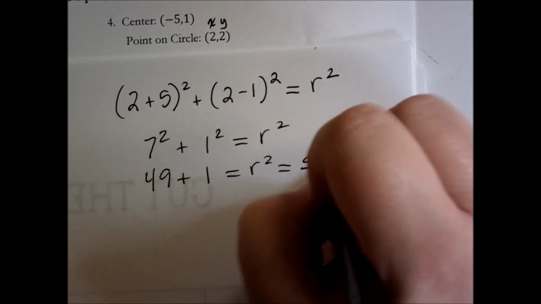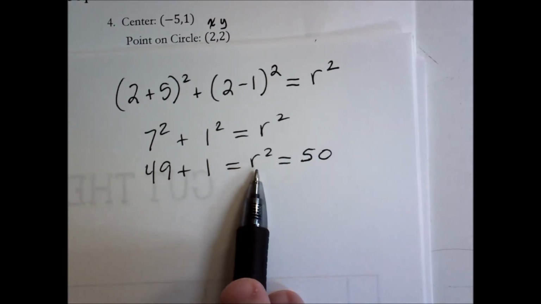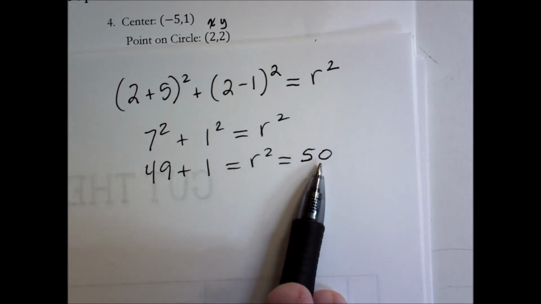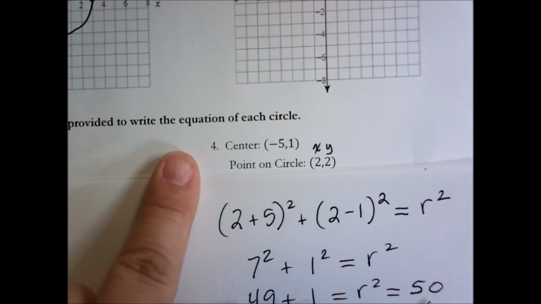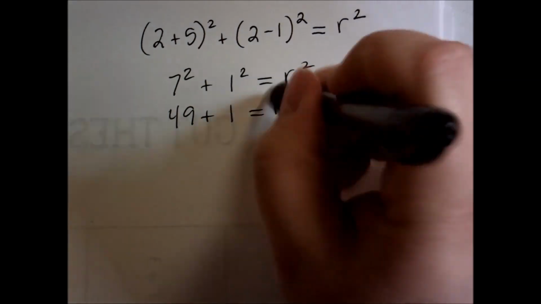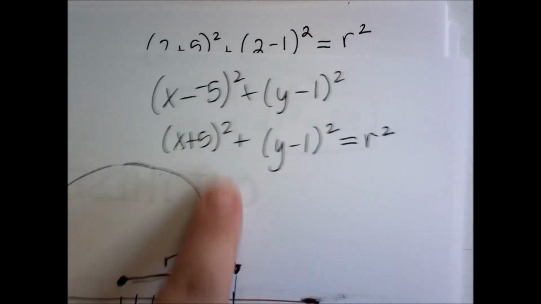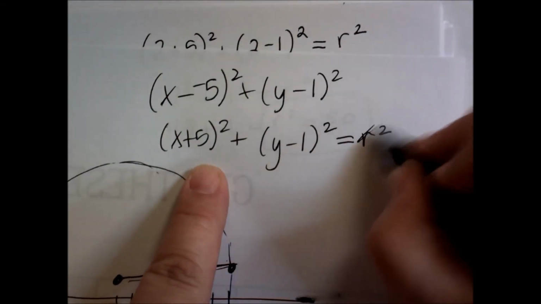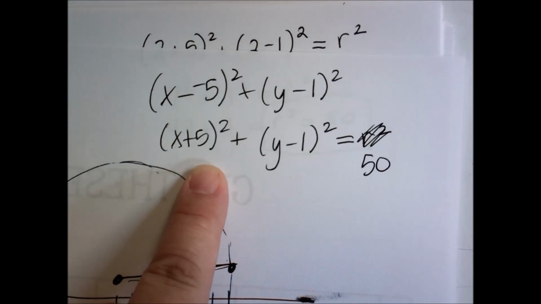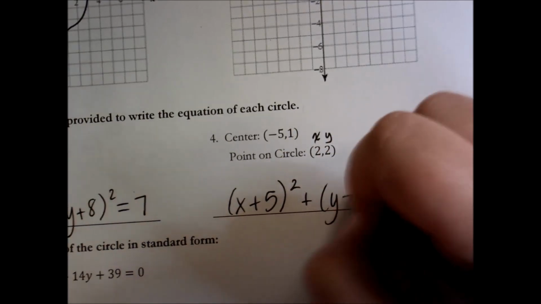Now if I wanted to find the radius, which I kind of do, I could take the square root of both sides. But the reality is I'm being asked to write the equation, and in the equation I want my R to be squared anyway. So if I did find the radius, then I would just square it when I put it in the equation. So let's just leave it squared. And say, okay, now I'm ready. I have this, except R squared is 50. So my answer is X plus 5 quantity squared plus Y minus 1 quantity squared equals 50.